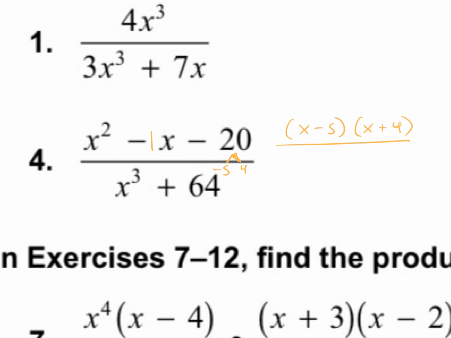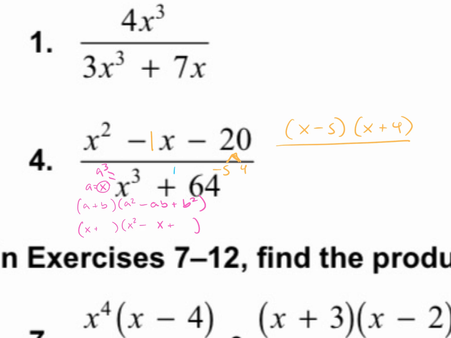It's the sum of cubes. So the sum of cubes, we got to remember our formula. It's a plus b times a squared minus ab plus b squared. So if a to the third power is x to the third power, what is just a? So a is equal to x. So I'm going to plug x into all of the a's. So I have x plus, I'm going to leave a space there, times x squared minus something times x plus b squared.